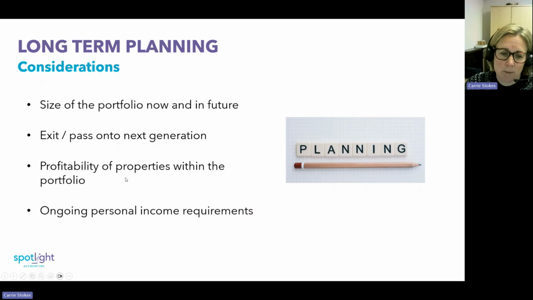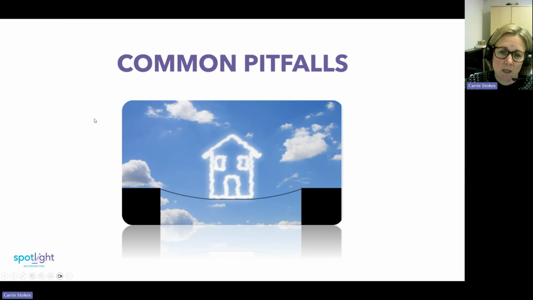And your ongoing personal income requirements. Again, you can do a tax planning exercise to mitigate inheritance tax by passing on to your sons and your daughters, but it's pretty pointless doing that if you've got an ongoing income requirement from that portfolio. Understanding that is important as well, because it might be that you could look at moving part over.